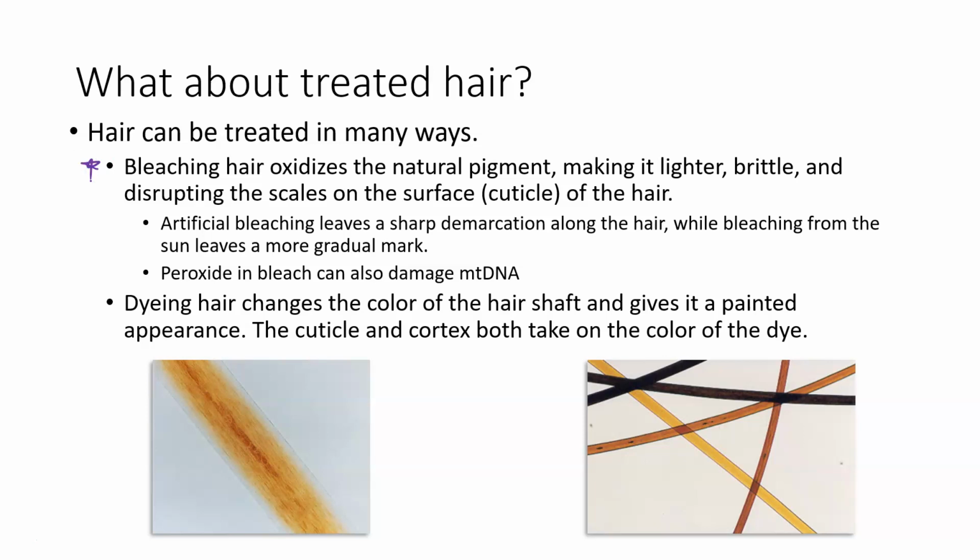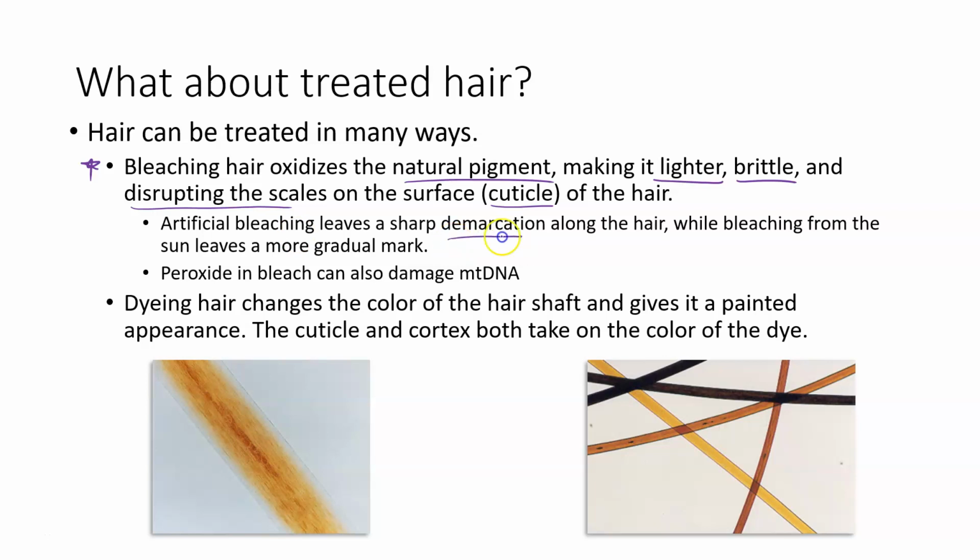And bleaching is oxidizing the natural pigment, which makes it lighter, but it also makes it more brittle, and it disrupts the scales on the surface, which is called the cuticle. If you remember from last video, they're like those shingles that overlay from scalp to tip. The oxidizing agent of bleach can actually disrupt the surface layer, which can produce a lighter pigmented but also a more brittle, less sensitive hair.